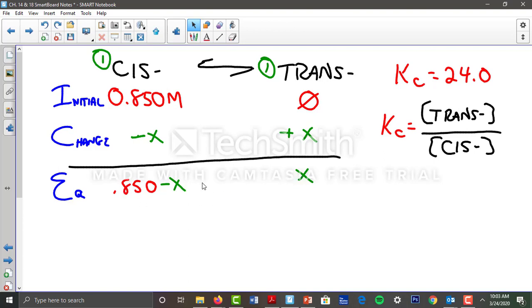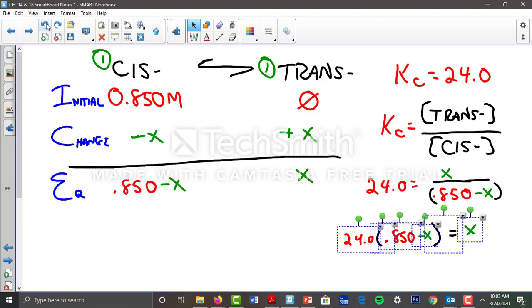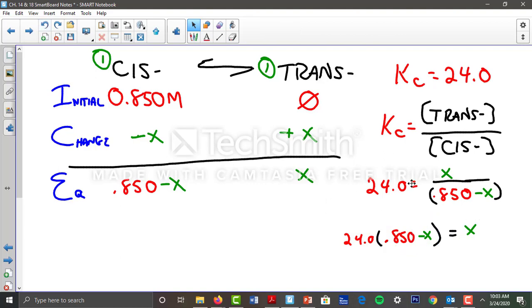Now, if we take these equilibrium amounts and we plug them in over here to the equilibrium expression, we get 24, the equilibrium constant, equals x, the trans amount, over the 0.850 minus x. And at this point, we would solve for x and then plug them back into the equilibrium expressions here at the bottom of the ICE box. So 24 equals x over 0.850 minus x.